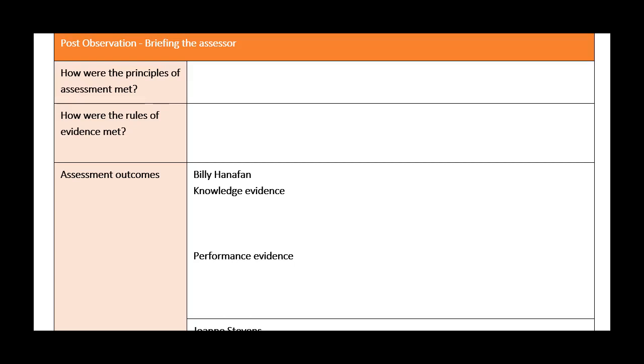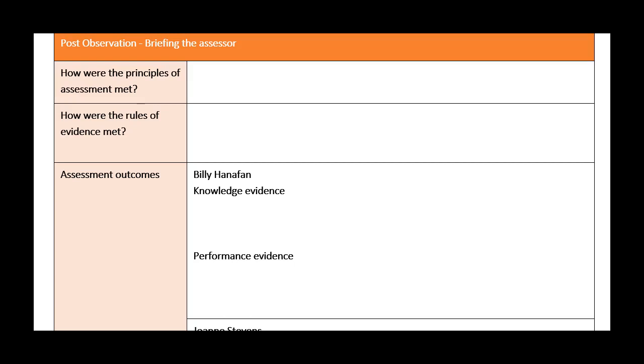How the rules of evidence were met. How did you ensure that the evidence that you were collecting met the rules of evidence so that Sam, the qualified assessor, can make a judgment without having to go back and reassess any components that maybe hadn't been met in the rules of evidence? So you would need to put a little summary in here on how you made sure that the observation you played a role in was valid, sufficient, current and authentic.